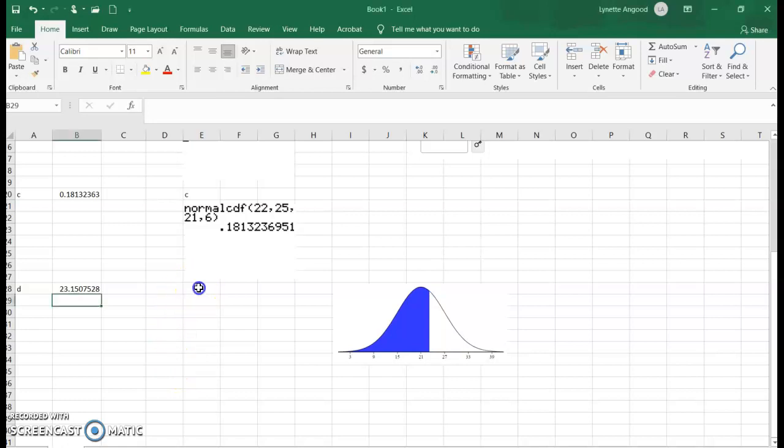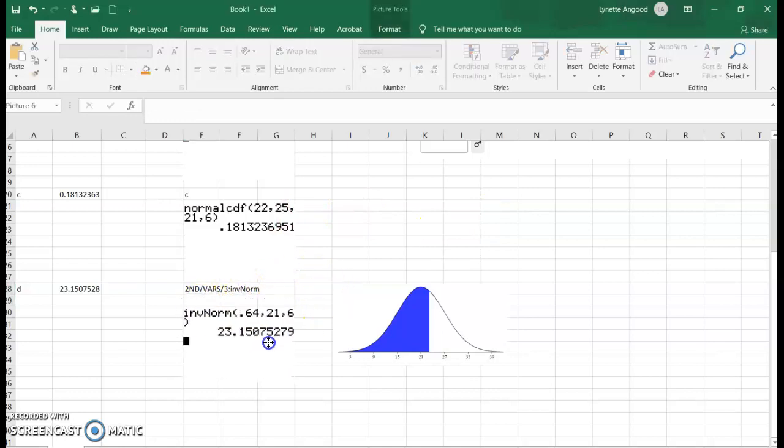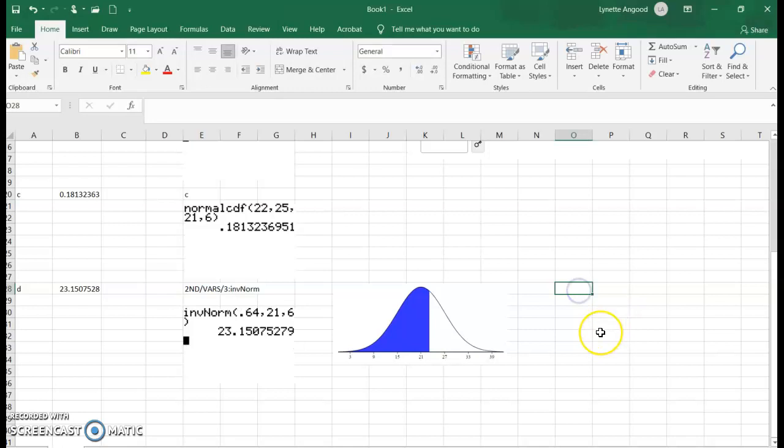On the TI-84, we have to go back to that same menu, second vars, but inverse norm is option 3. And then we'll give the following. The area below, so the command is very similar to what it is in Excel, 0.64. The mean, 21, and the standard deviation, 6. And we find that that produces the very same number of days, 23.1508. Let me know if you have any questions.